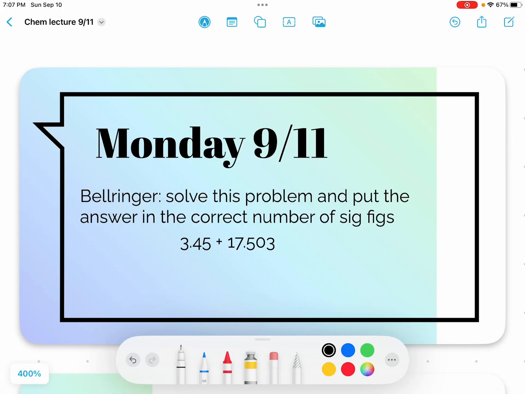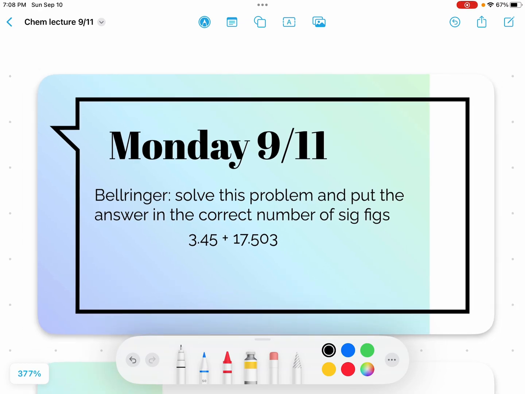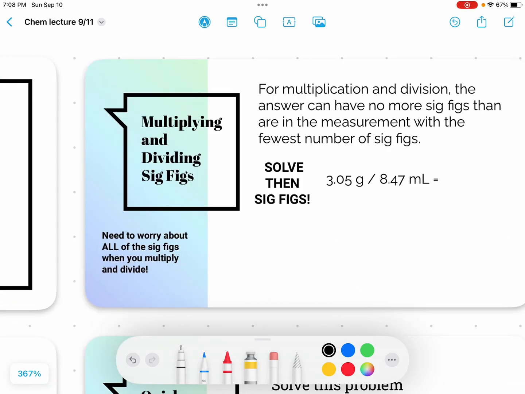All right, hello everybody. Today we are going to continue our discussion over sig figs. Last week we talked about adding and subtracting sig figs. Today we're going to discuss multiplying and dividing. We're also going to get into scientific notation. Hopefully the scientific notation should be review, but sig figs will be new, but I think they're a little bit easier than adding and subtracting. So let's get into it.